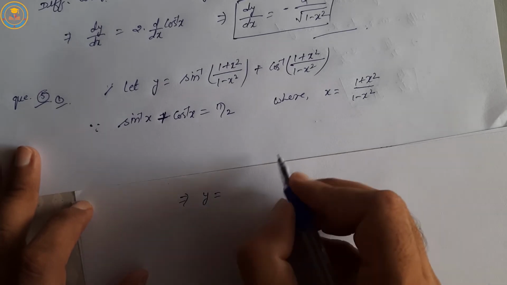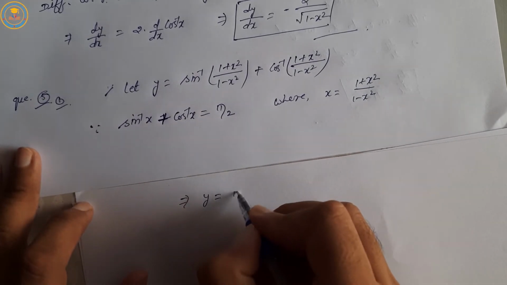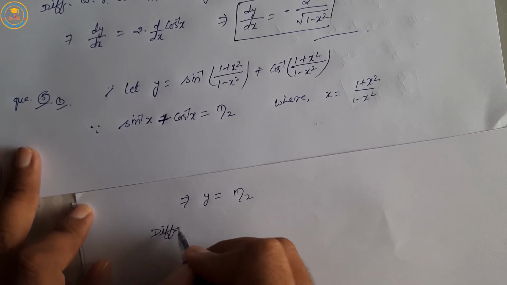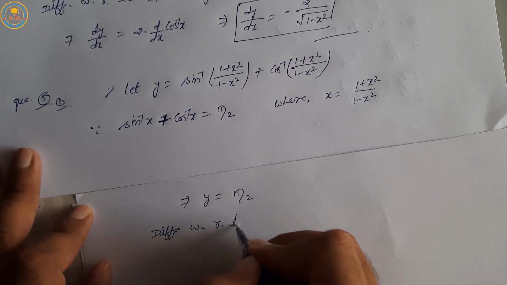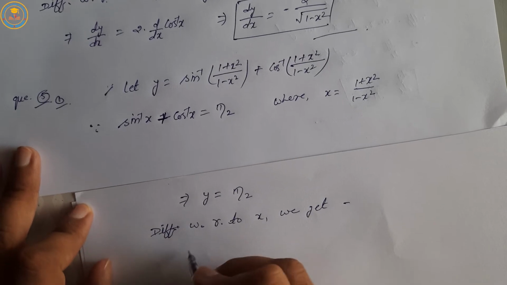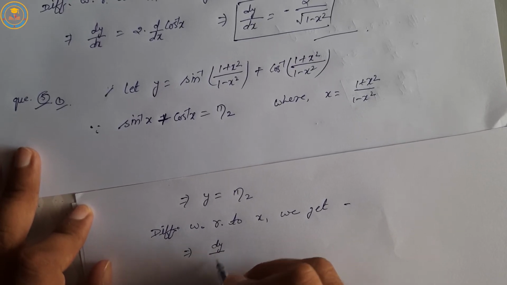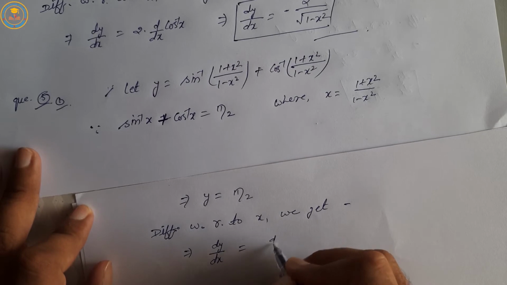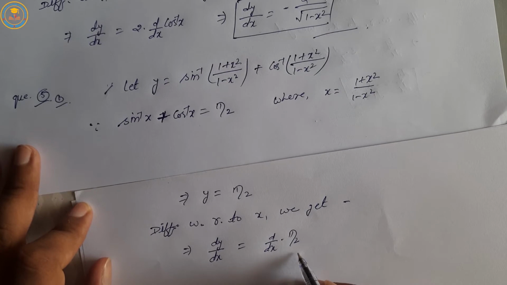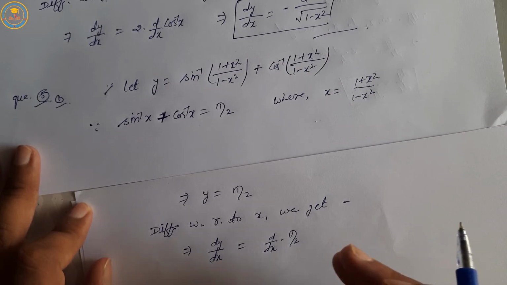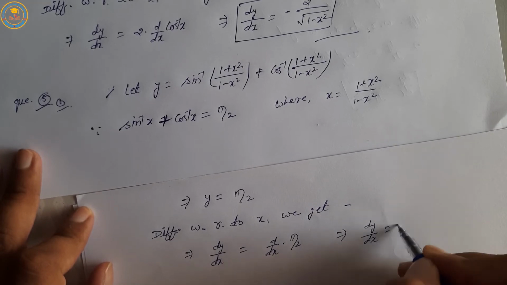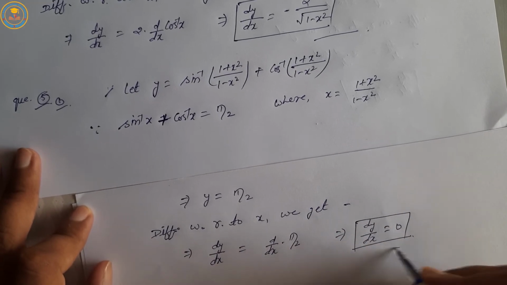Implies y is equal to pi by 2. Differentiating with respect to x, we get derivative of y, dy by dx is equal to d by dx of pi by 2. Pi by 2 is a constant number, it means derivative of a constant number is equal to 0, and dy by dx is equal to 0.